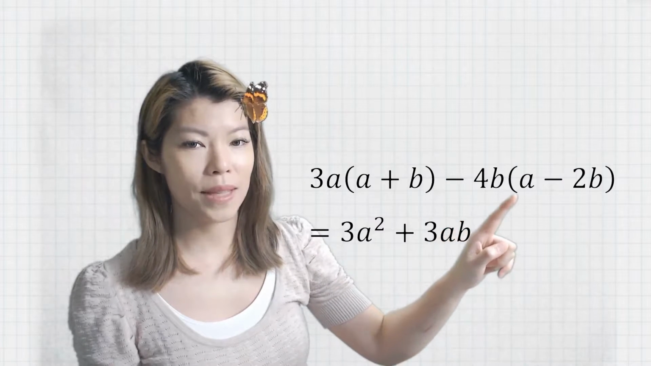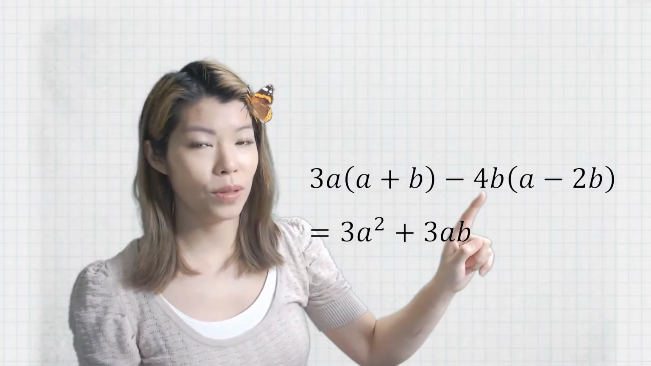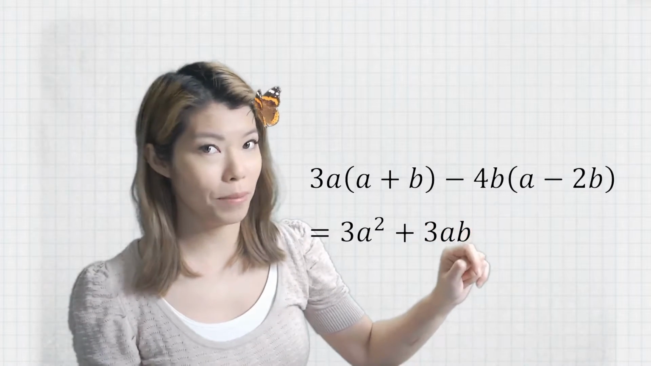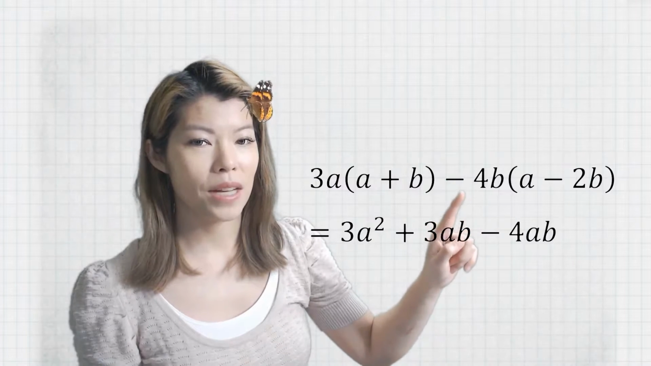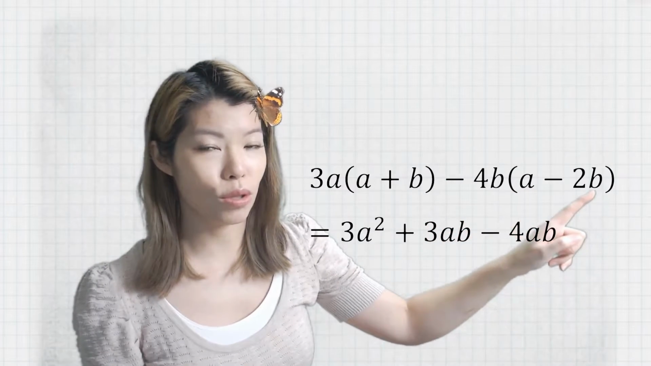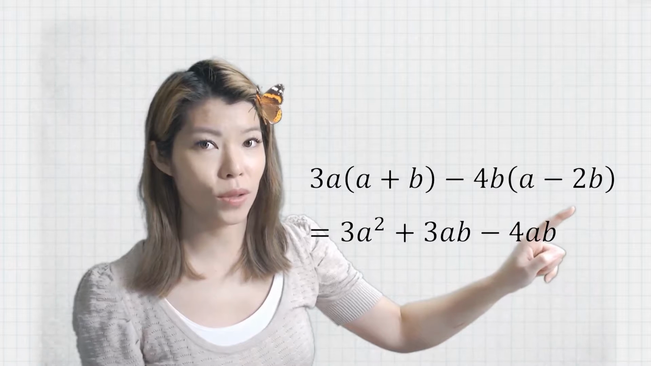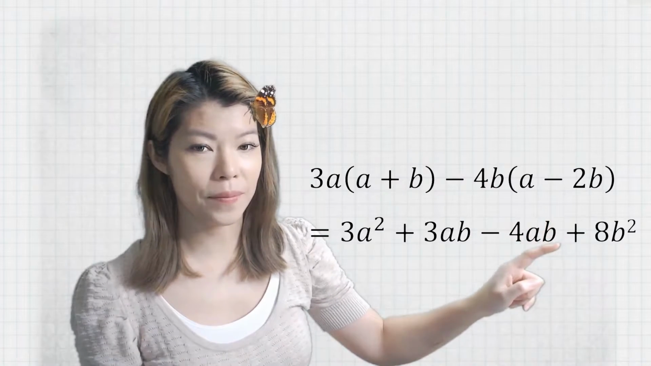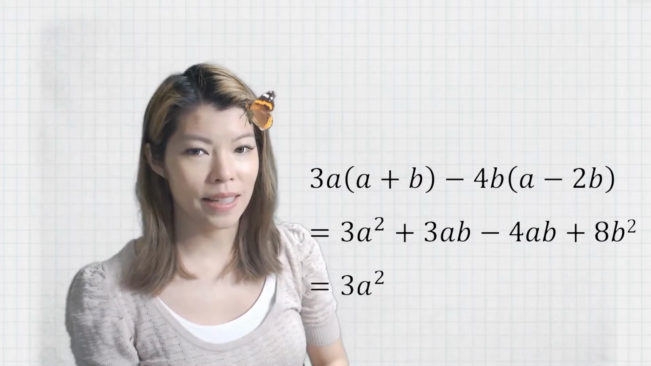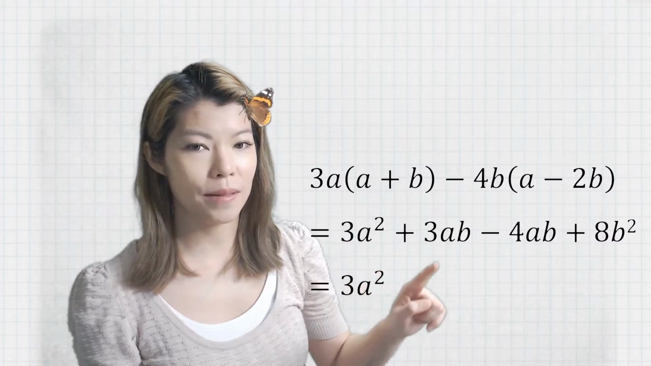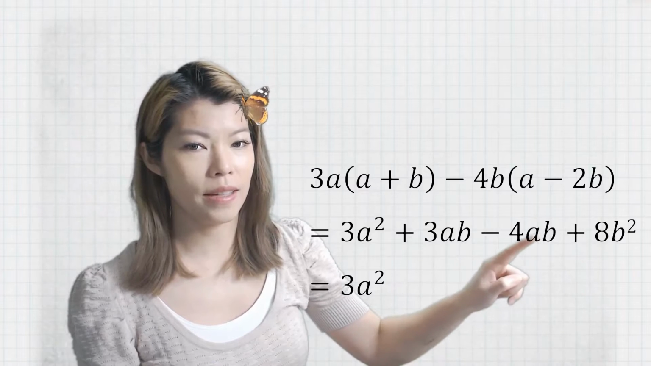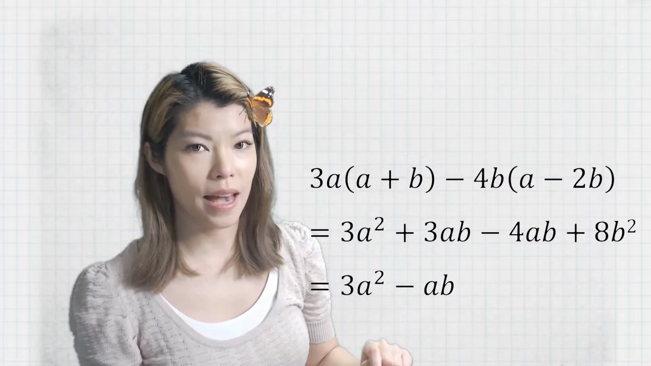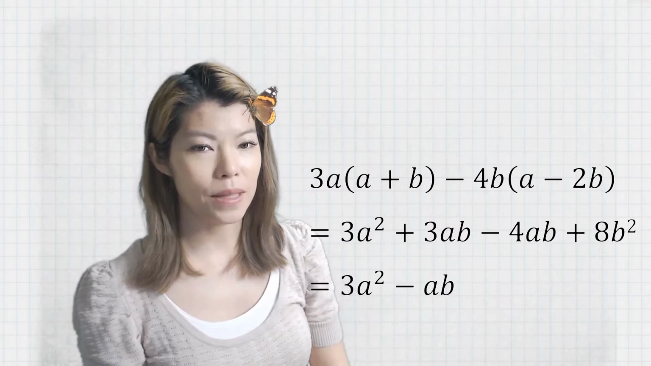Minus 4b times a is, and we have to put them in alphabetic order, so it's going to be minus 4ab, not ba. And then minus 4b times minus 2b. Minus 4 times minus 2 is positive 8, and b times b is b squared. Then we collect like terms. So 3a squared has no like terms, but the ab here, so 3ab minus 4ab gives us minus ab, and then 8b squared.